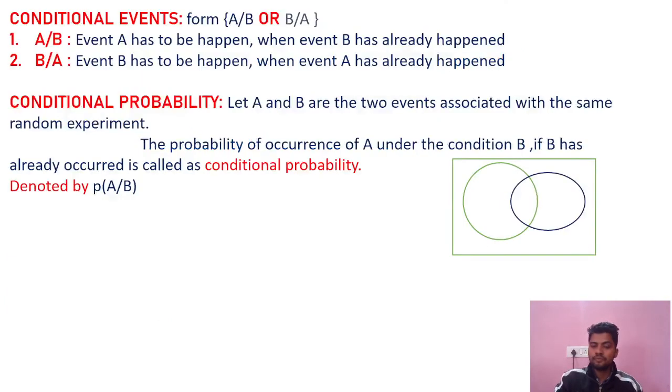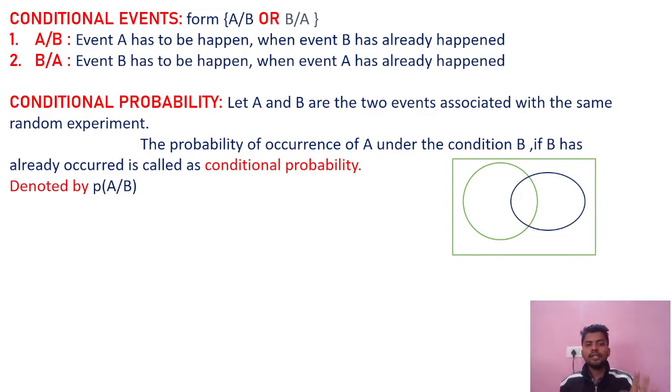Let us move. Now next is conditional events. A upon B or B upon A is the form of it. A upon B, or A by B, means event A has to happen when B has already happened, and B by A means event B has to happen if event A has already happened. Okay, now let us take conditional probability, first define it, then we will understand it.